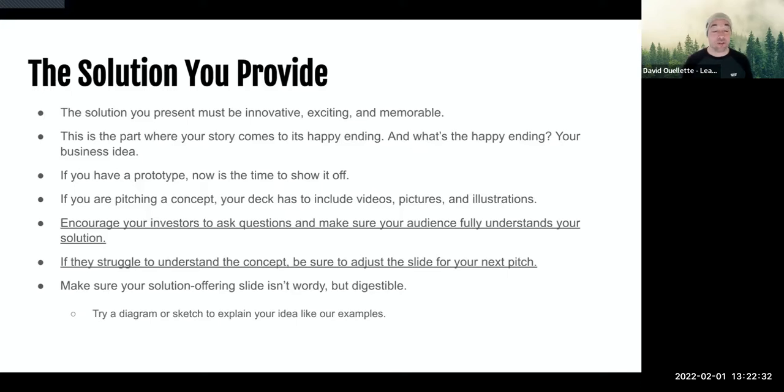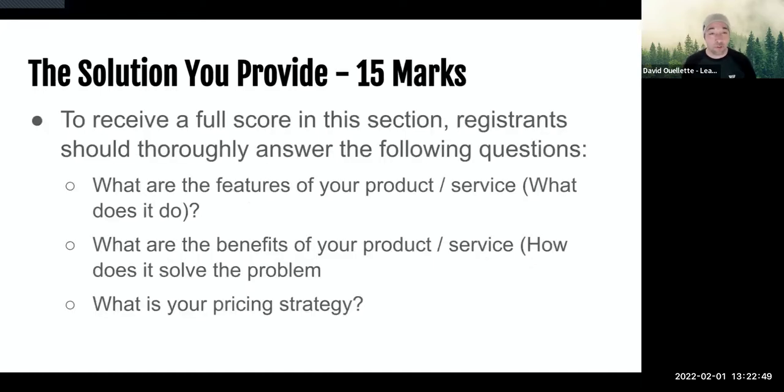You could have a complex process or a very complex business that needs a lot of dialogue to describe, and that's okay, but don't use it as a crutch, okay? A diagram or a sketch is better to explain your idea, and examples can be very helpful as well. So to receive the full 15 marks in this section, you should first identify what your product or service does. What are the features of it? What are the benefits of it? AKA, how does it solve a problem? And what is your pricing strategy?